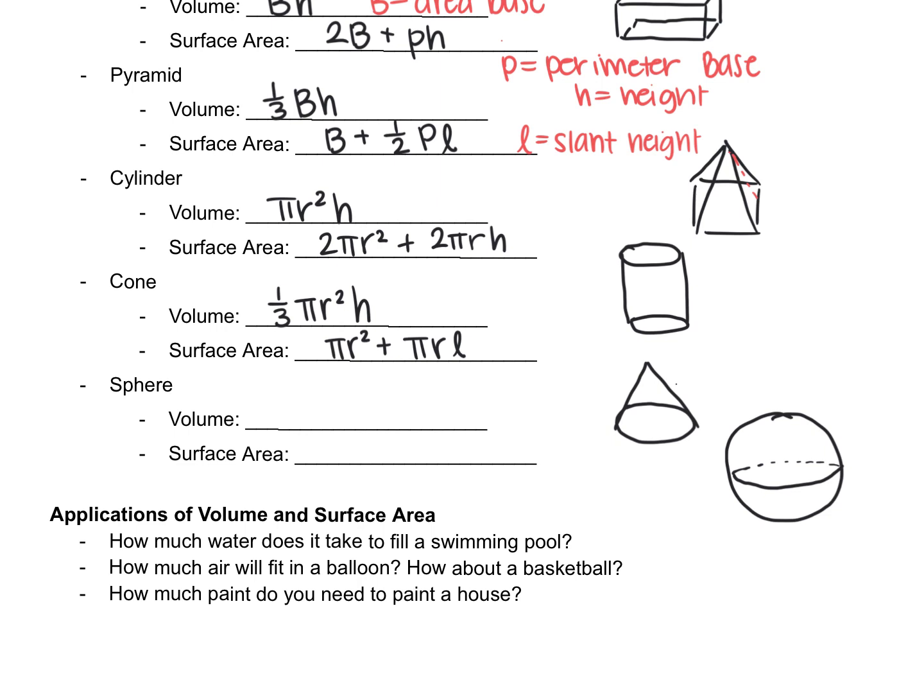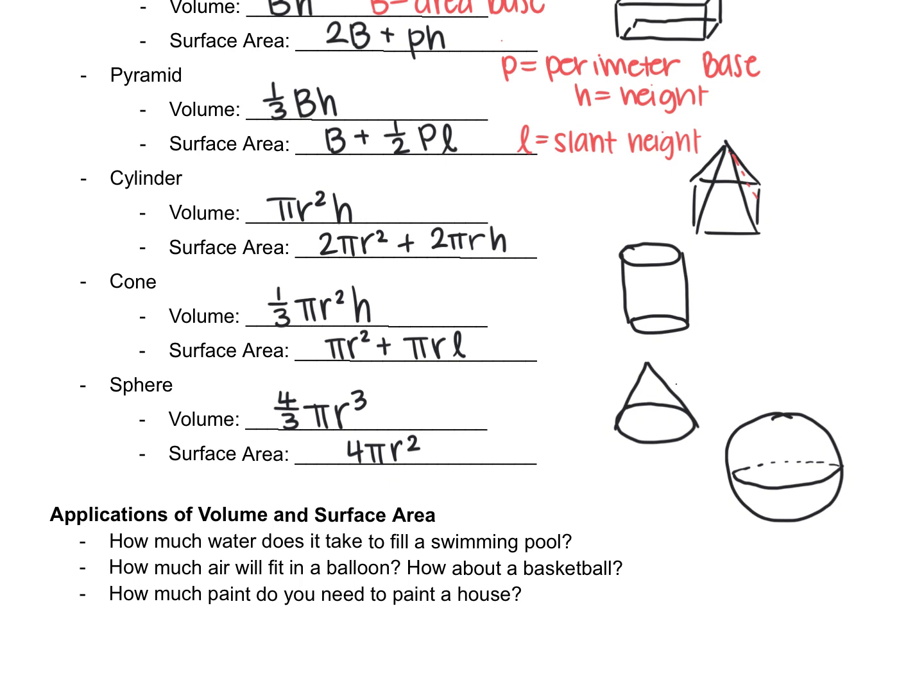So the volume of a sphere is 4/3 pi r cubed. And then for the surface area, we have 4 pi r squared. Again, it takes a little bit more to kind of explain where those formulas came from, so I'm not going to go over it.